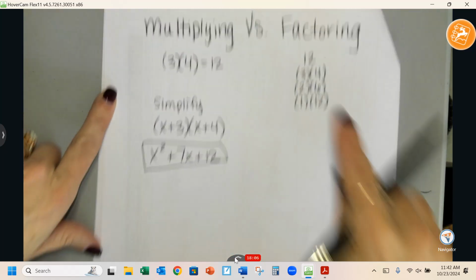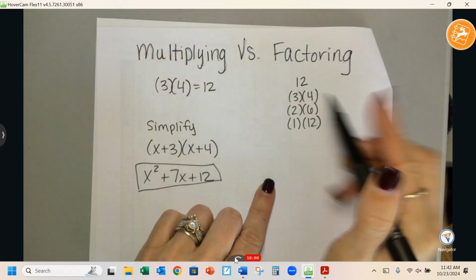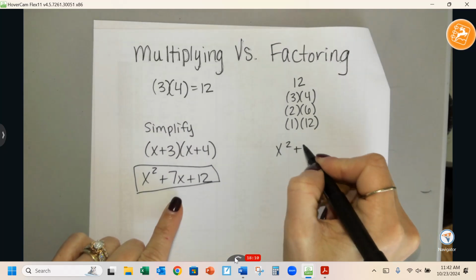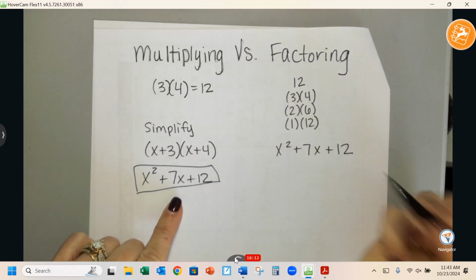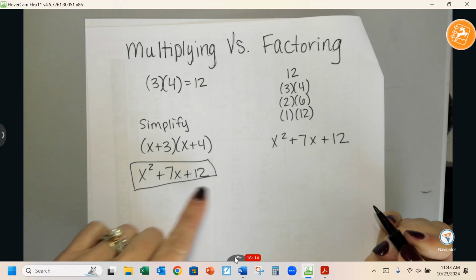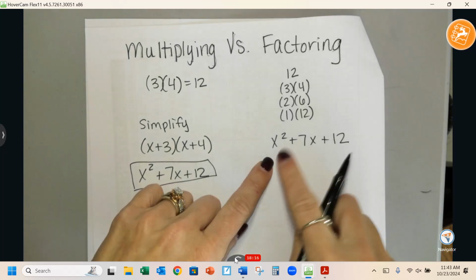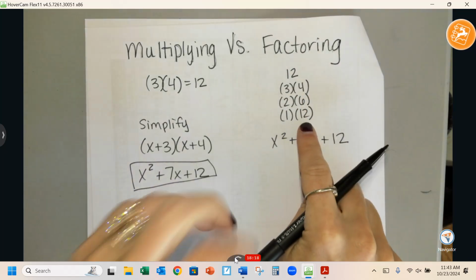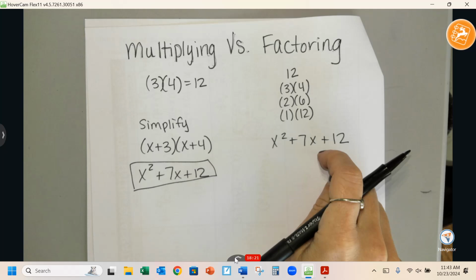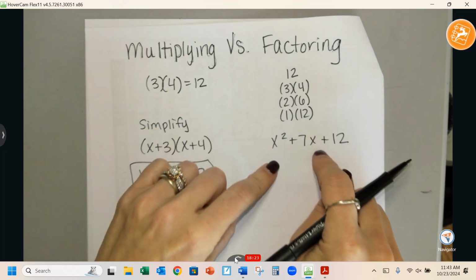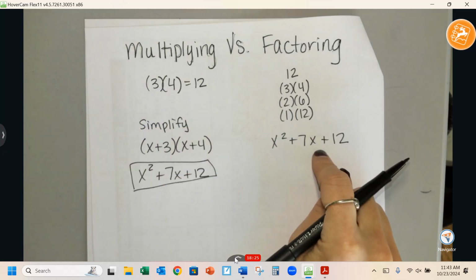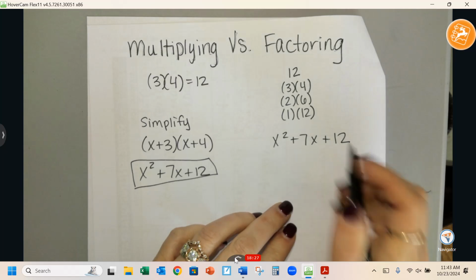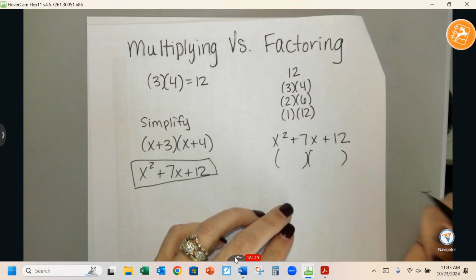The opposite, same way. If I give you this guy, x squared plus 7x plus 12, I am asking you, what is multiplied together? That's what factor means. What are the factors of this? So that's going the opposite direction. And you know it has to be a binomial times a binomial.